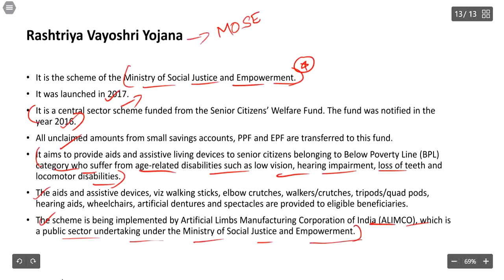So what is important here? One is the ministry associated with Rashtriya Vayoshri Yojana. Second is the objective, that is, it aims to provide aids and assistive living devices to senior citizens belonging to below poverty line. That is important. Then salient features, that is, what all assistive devices are given and who is the implementing agency, that is the Artificial Limbs Manufacturing Corporation of India. These aspects you should know.